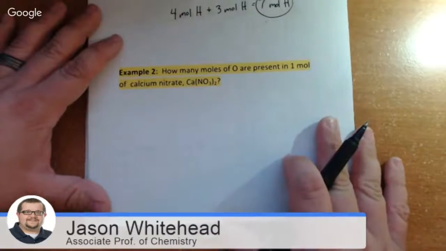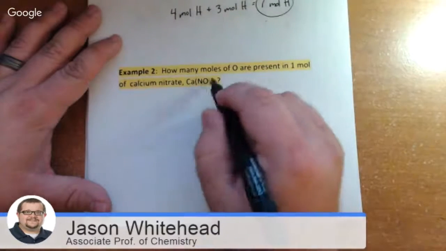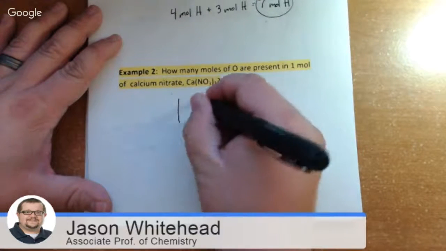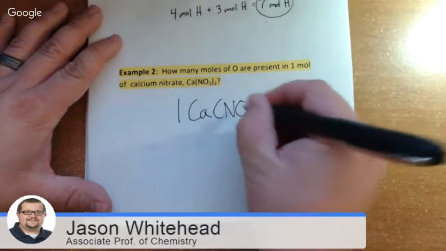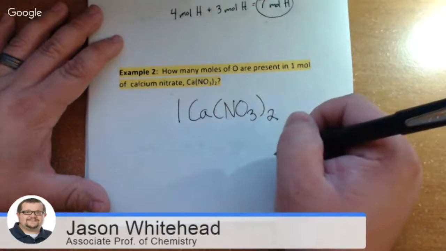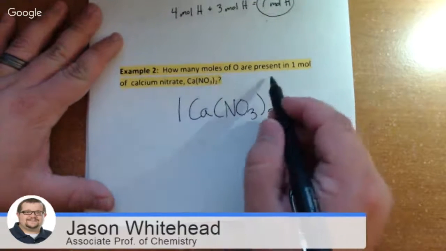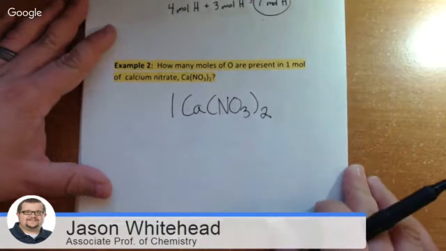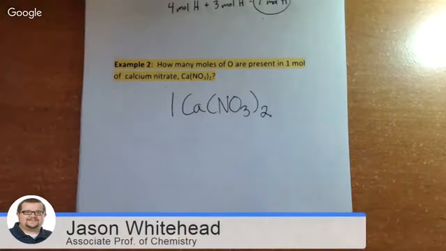Okay, using that same logic, it says how many moles of O are present in 1 mole of calcium nitrate? So I'm going to put a 1 out front, Ca(NO3)2, and I want you guys to type out in chat how many moles of oxygen you think are present in this 1 mole of calcium nitrate. So remember that 1 distributes all the way through, and you have to factor in those little numeric subscripts. So go ahead and type out in chat how many moles of O are present.